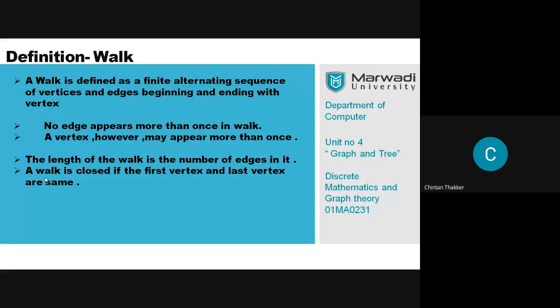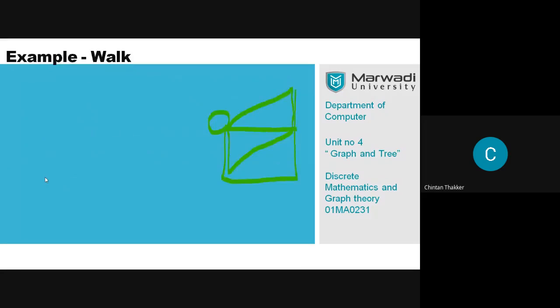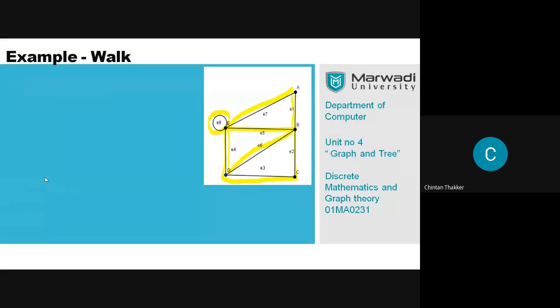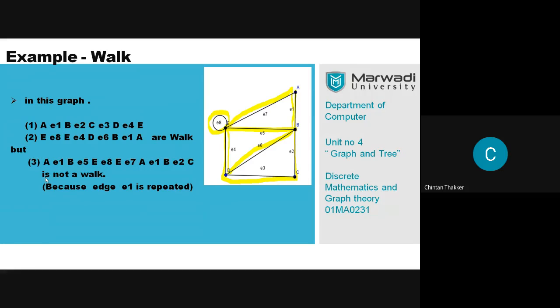When we say that the walk is closed, the first vertex and the end vertex are the same. Like here, if we start with A and end with A, the walk is called a closed walk. Here we have a length 1 closed walk also. Look, you start with E, then E8, then again E. So it is a closed walk with a length of 1.